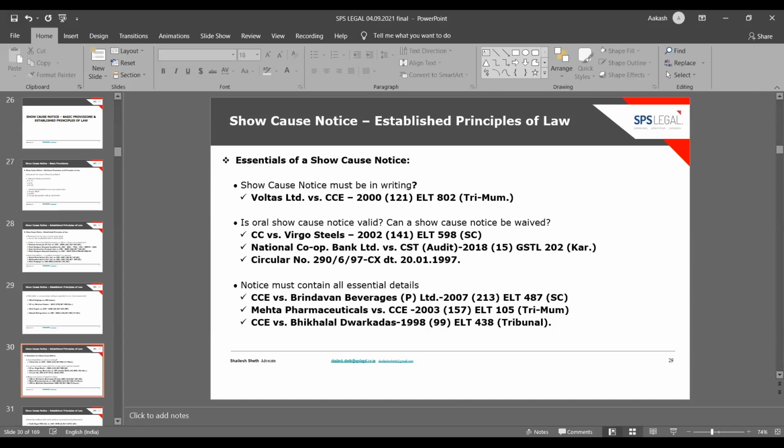Is the oral show cause notice valid? Can a show cause notice be waived? This particular question had arisen in Virgo Steel case, where the Supreme Court, in the peculiar case, it was a case under customs relating to the seizure of the goods. In customs, there is a provision where the importer or exporter, in order to cut short the lengthy process, is given an opportunity to waive the show cause notice and seek the release of the goods, and also to put forward in case any demand has arisen. However, no such provision existed.